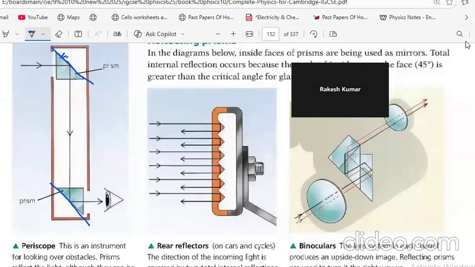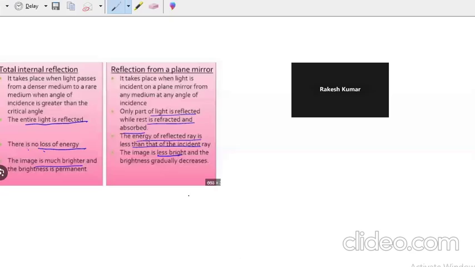Somebody might wonder why, in a periscope, we use prisms instead of a mirror. Why not use a mirror instead of a prism? There are advantages, and the advantages are quite obvious.